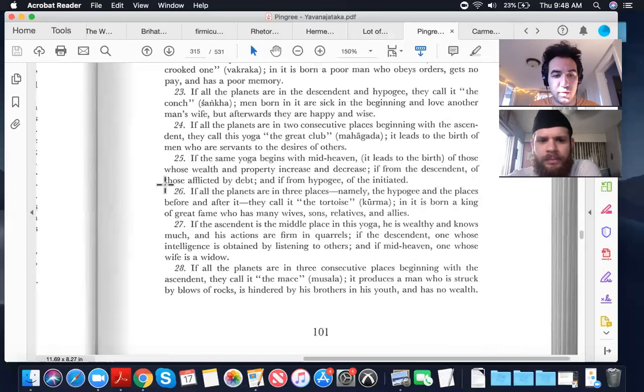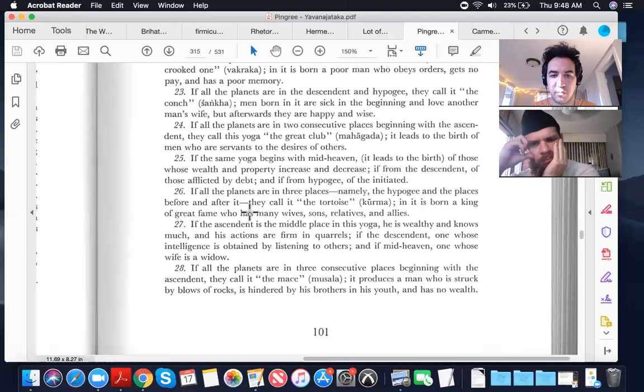Oh, and then you know what's funny? I was looking for this tortoise yoga because there's another shloka where it's mentioned that was interesting. So I'm glad I found it. But did I underline the other shloka? Maybe not. Oh well. Yeah, because he mentions the tortoise later too.